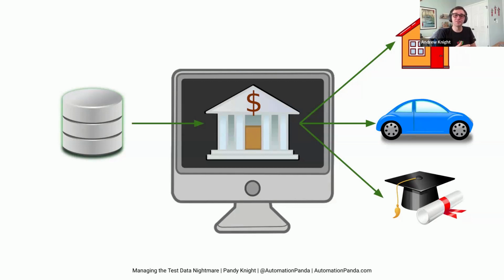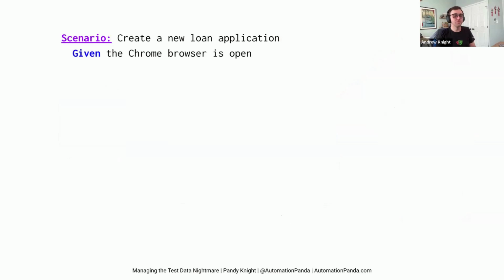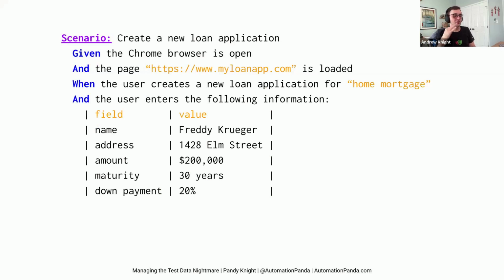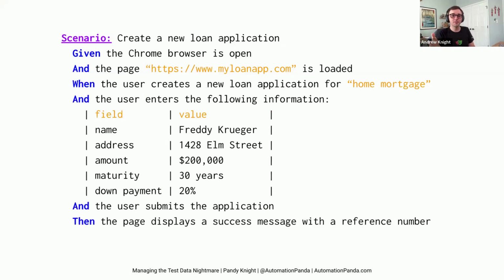Anyway, testing requires all that data to be already present in the system as a prerequisite, or you can't do the testing. We could write a simple test case to exercise the basic application behavior. Scenario: create a new loan application. Given the Chrome browser is open, and the page for myloanapp.com is loaded, when the user creates a new loan application for a home mortgage, and the user enters all their personal information, and the user submits the application, then the page displays a success message with a reference number, and the loan application is sent to the bank.